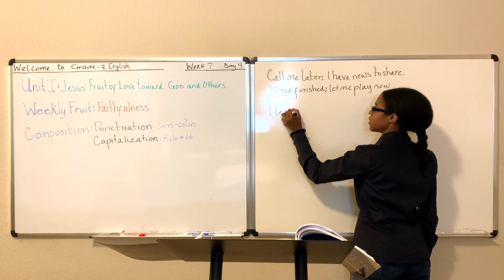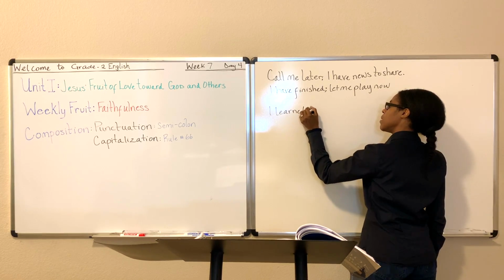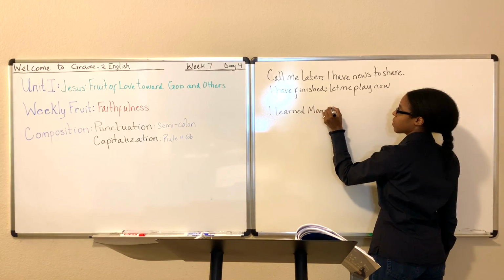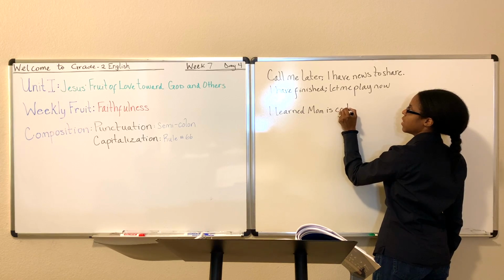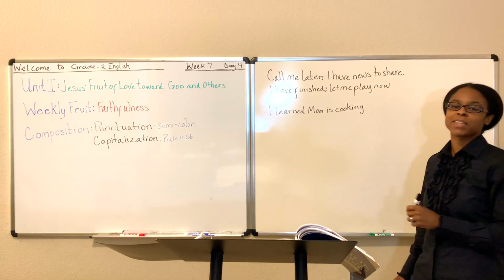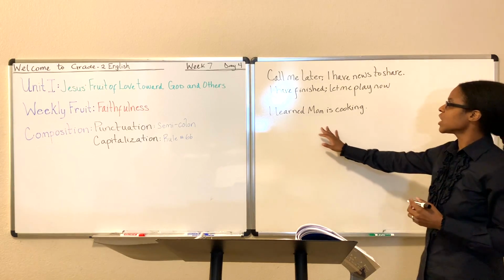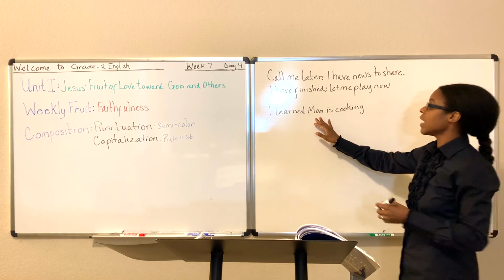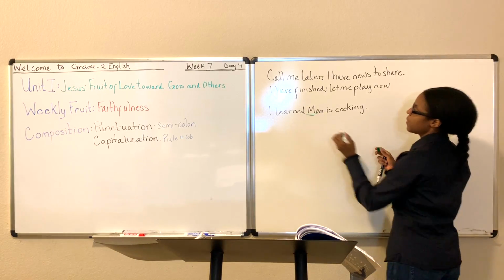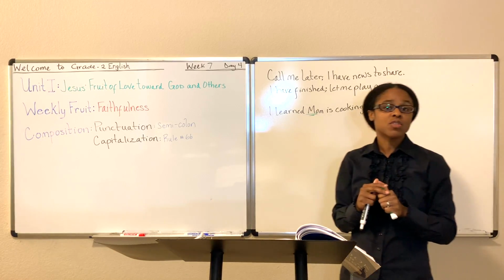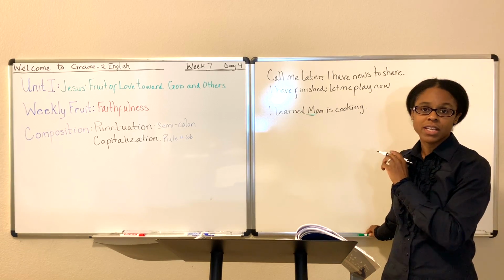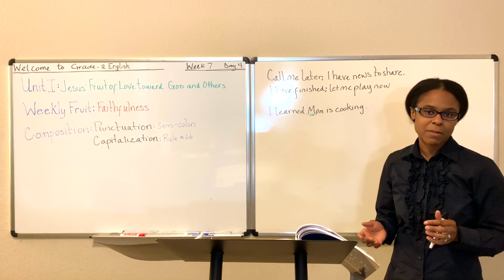I learned mom is coming, or I learned that mom is coming. Or cooking, maybe. I learned that mom is cooking. For some reason I'm misspelling cooking, so maybe that's better. I learned mom is cooking. In this situation, we capitalize the M in mom because it's being used as a direct address. It's a relative's name, so we want to respect that by making the M capitalized.